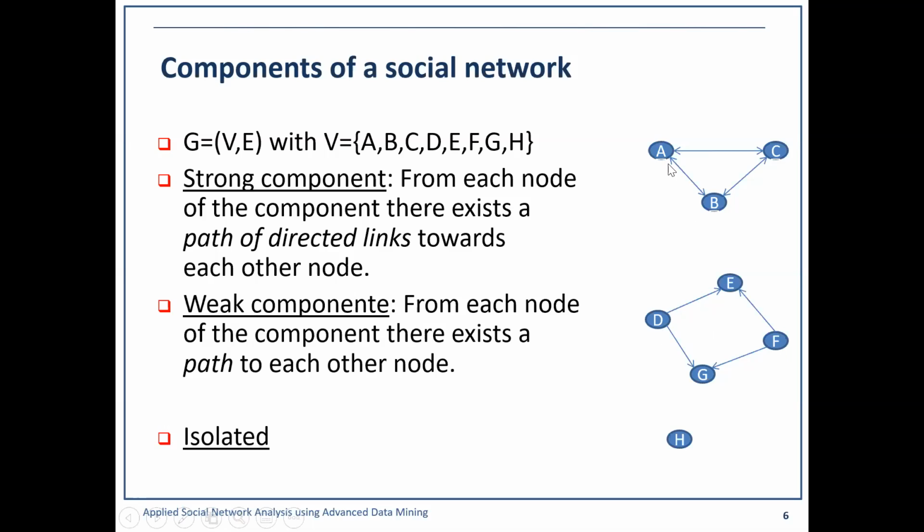Whereas from A to C, in the strong component, we have the relation A is friend of B and B is friend of C. So there is a path of directed links from A to C via B, well, also indirectly from A to C. So strong component here, weak component, and isolated components, just a node without any link.